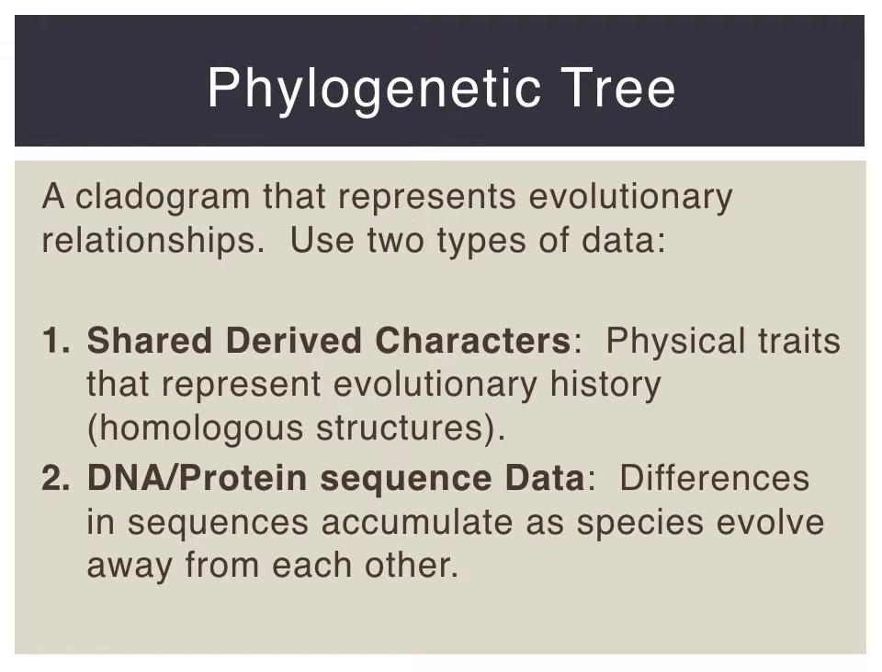So for a phylogenetic tree, there's a couple of different ways that you can group the data. You can look at the shared derived characters, and these are physical traits that represent evolutionary history. The other term for that would be a homologous structure. But you can also group them by the DNA or protein sequence data, looking at the differences in sequences that would accumulate as species evolve from one to another.